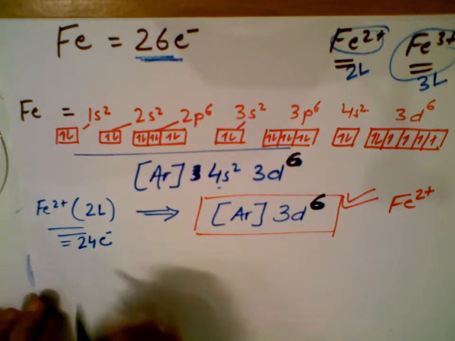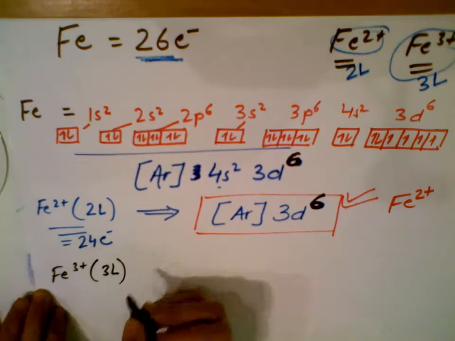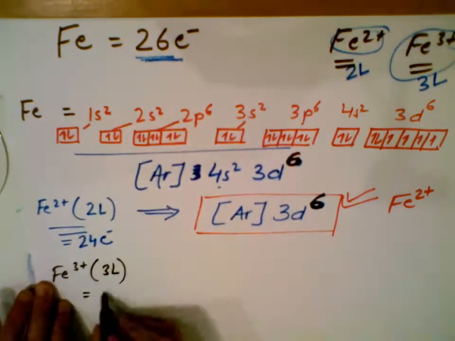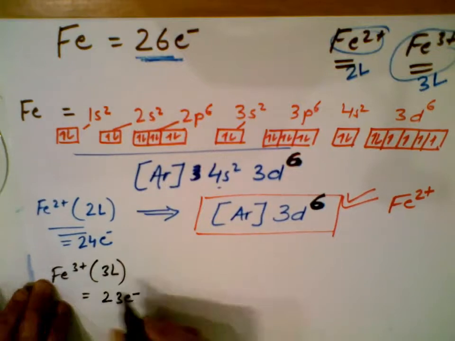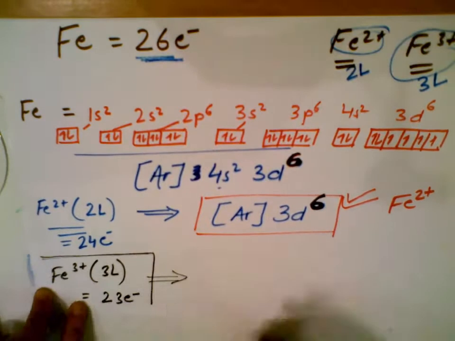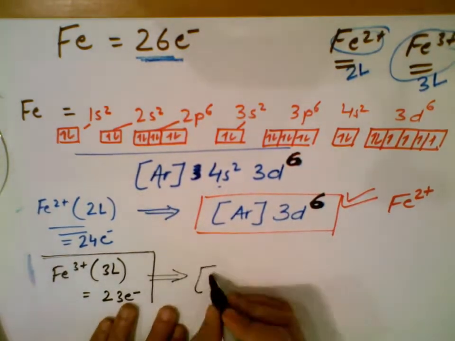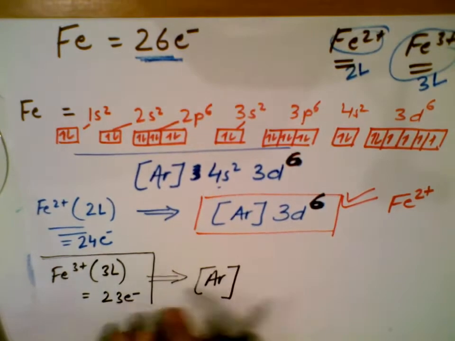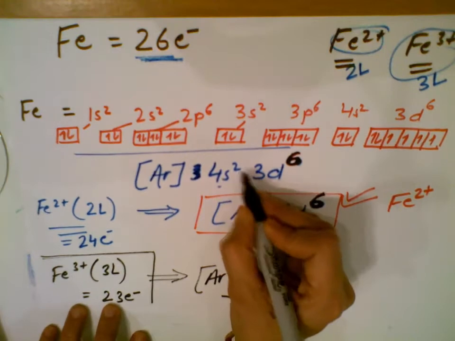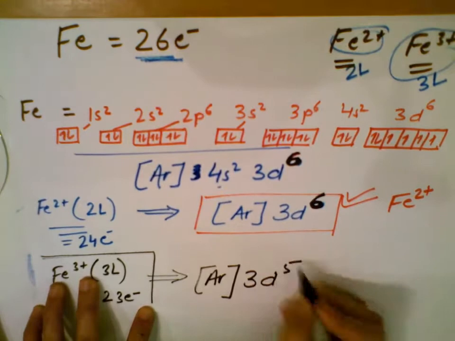Now for Fe3+, that means it has lost 3 electrons. So if it is losing 3 electrons from 26, it will be 23 electrons now. Now you have to write for this one. You again look at the parent. Parent is Ar 4s2 3d6. But you have to lose 3 electrons. So you're not going to lose from just one place. You're going to lose 2 from here and 1 from here. And you are going to get 3d5.